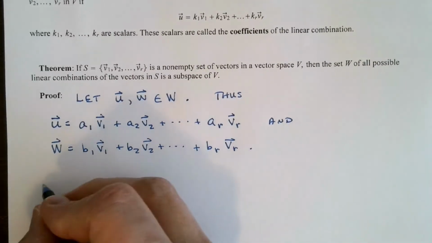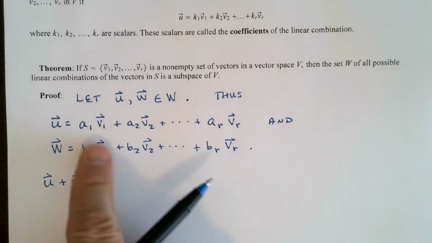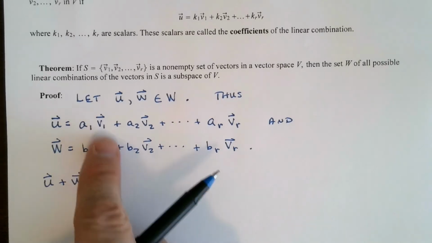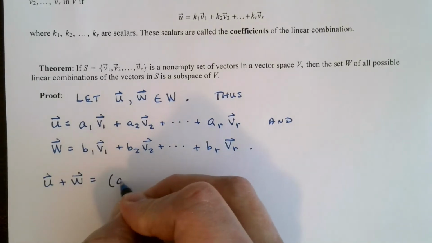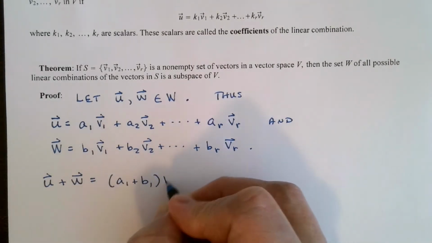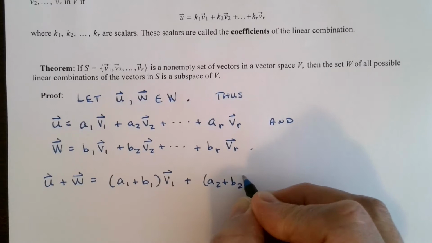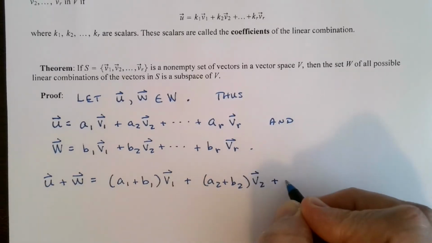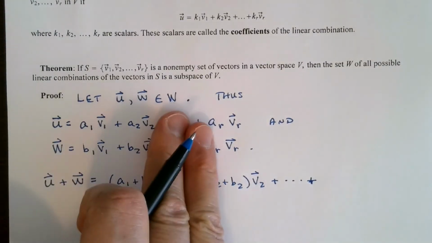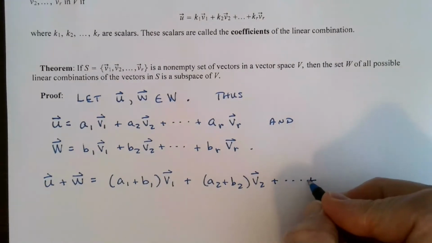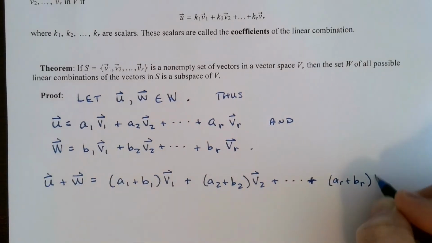From what we know, we're going to show that we're closed under addition and scalar multiplication. So let's look at u plus w. Now, if I add these two vectors together, I can combine, right? And the coefficient of the vector v1 now becomes what? a1 plus b1 times v1, plus a2 plus b2 times v2. And here we're making use of the vector space axioms, because these vectors are in W, they're also in the vector space V. And then the last is what? ar plus br times vr.